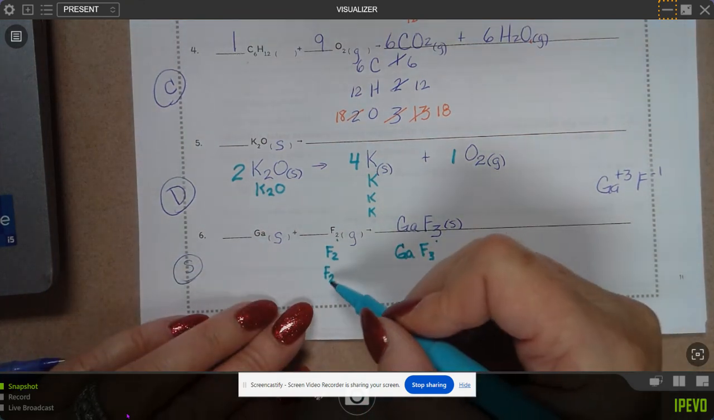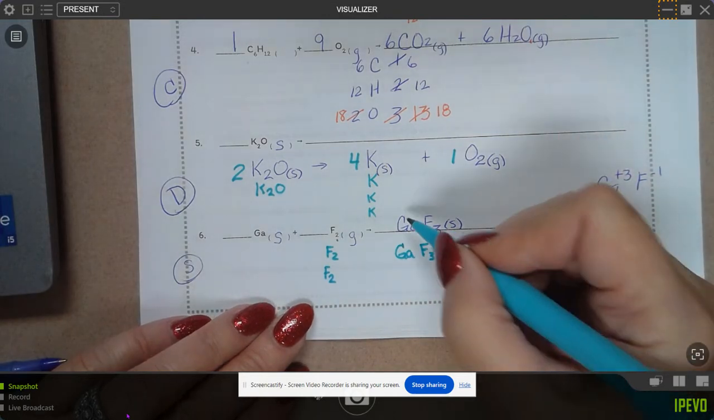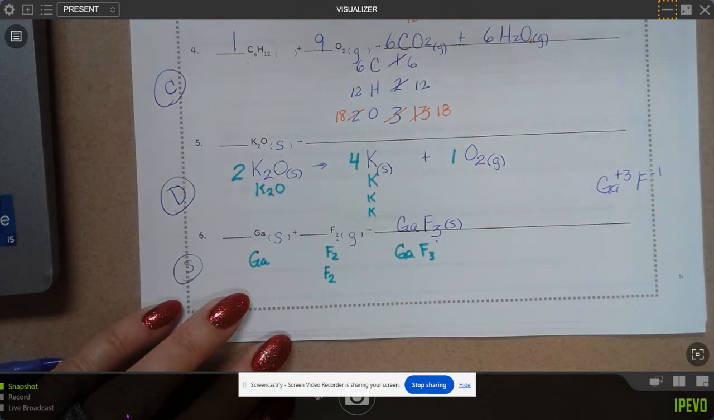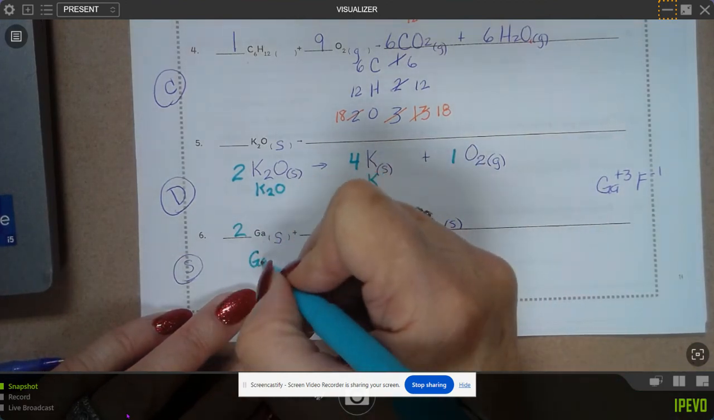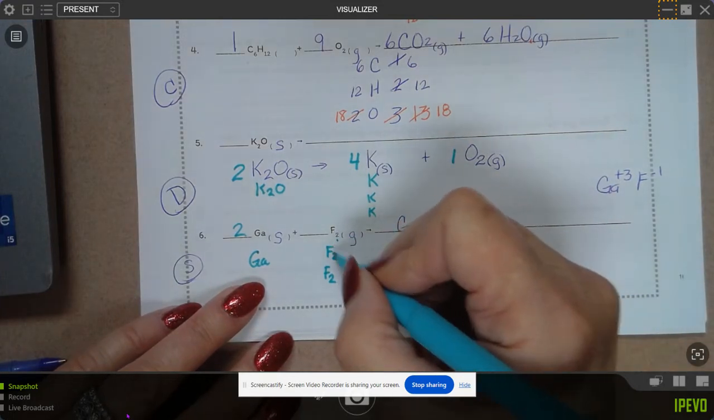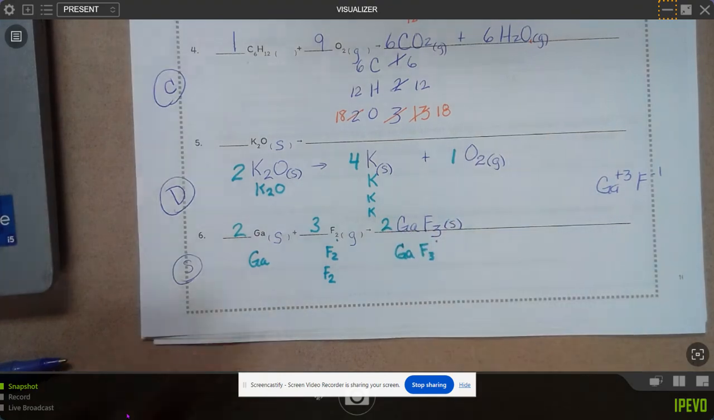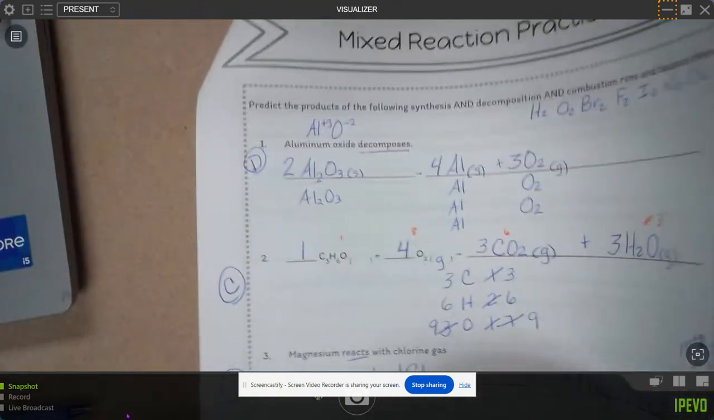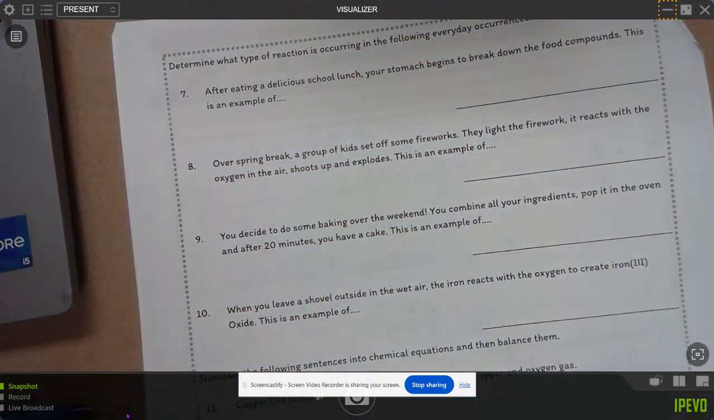Okay, so now I've got 2, 4, 6 on one side, 3, 6 on the other. I have 2 gallium, so if I add a gallium here, my equation's balanced. So I end up with 2 gallium, 3 fluorine, and 2 gallium fluoride. Okay, not terrible. Let's flip over to the back. Ooh, these are word equations. These are the ones that are a little challenging.